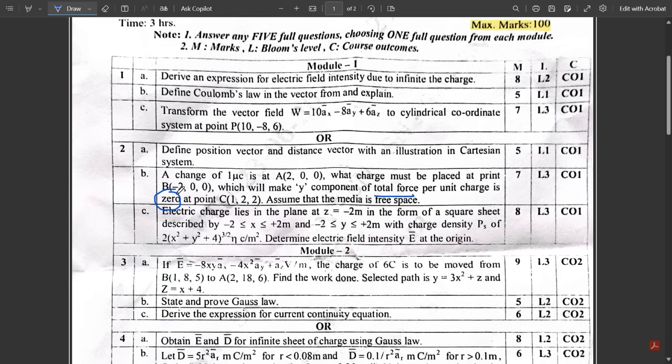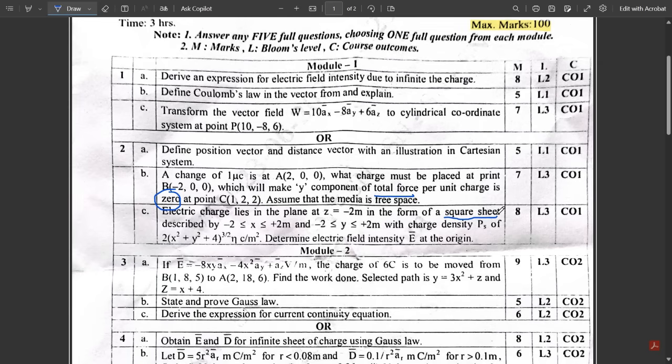Okay, 2C was a bit difficult, I agree with that, but if you observe carefully, it was a bit twisted but not that difficult. Electric charge lies in the plane at z equal to minus 2 meter in the form of a square sheet. They have given it in terms of a square sheet. So if you consider a square, you should be thinking of one thing, that in a square all the sides are equal.